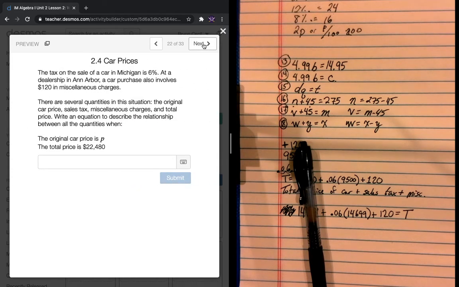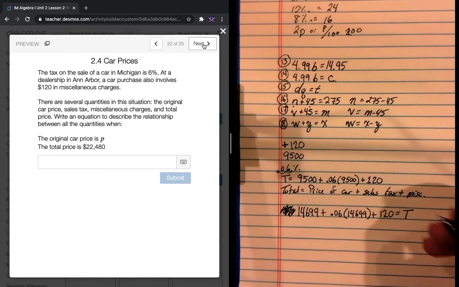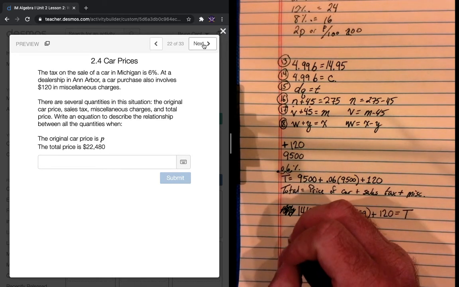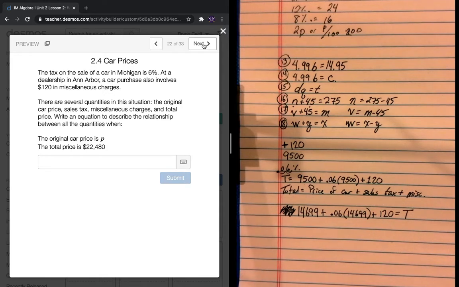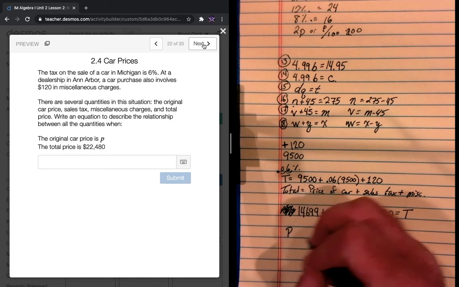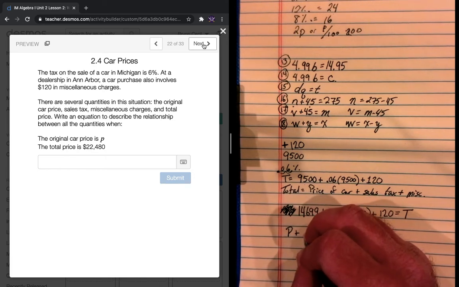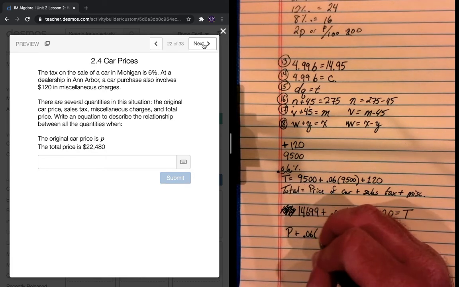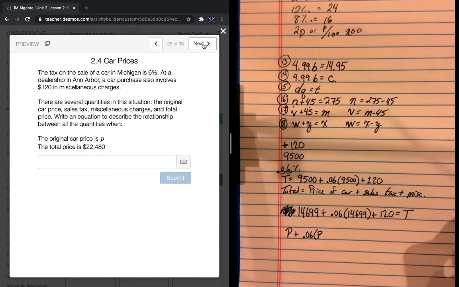Okay. Now we know, they've changed it up. So using this, we now know the total price. But what we don't know now is the price of the car. We don't know what that is. So now we've got here the price of the car plus that 6% of the total price of the car because we don't know it.